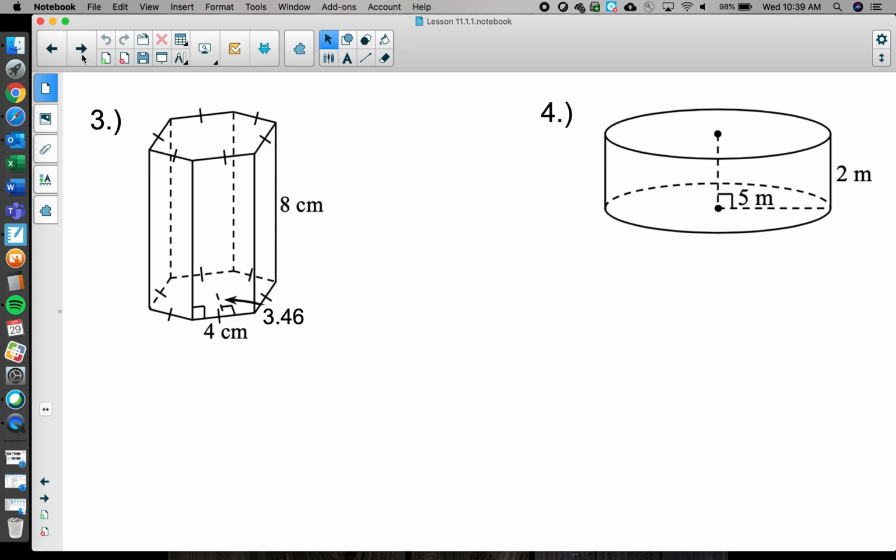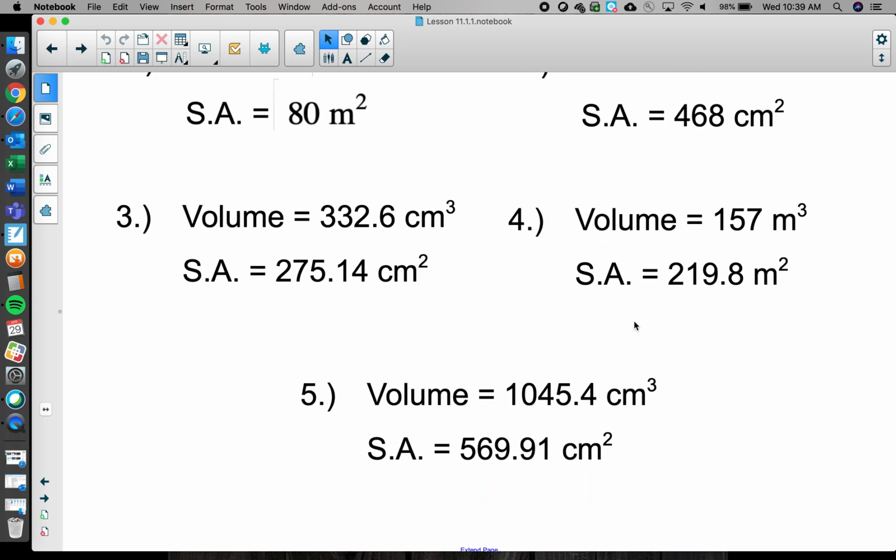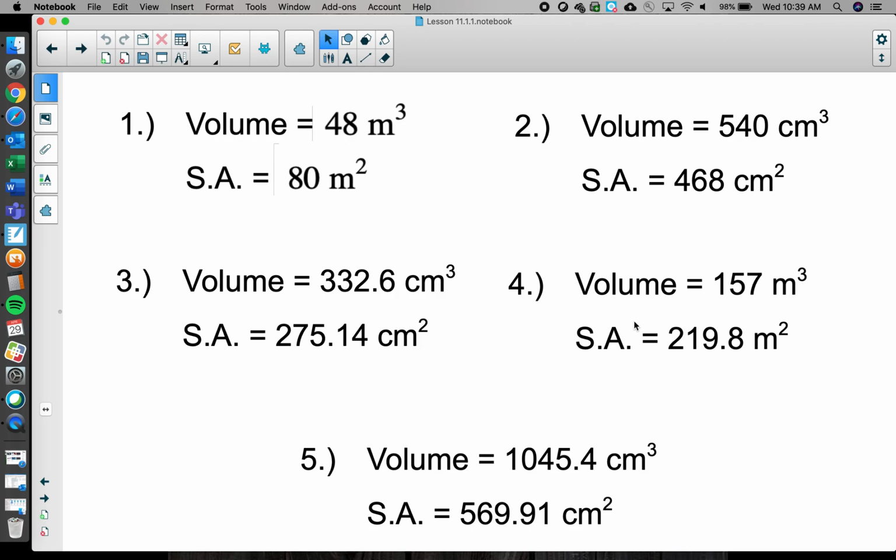Answers are all right here. Volume and surface area answers are all there for you. Take a look, and make sure you check your answers so you know that you're doing things correctly. Like I said, we're going to build on this idea as we move through the chapter, and you will have problems like this on the Chapter 11 test as well. So you want to make sure you can do them.